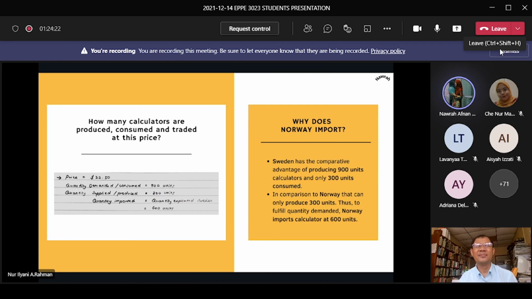Okay, so the quantity imported equals the quantity exported, and the quantity imported by Norway is 600 units. The reason why Norway imports is because Sweden has the comparative advantage of producing 900 units at the same price, in comparison to Norway that can only produce 300 units. So to fulfill the quantity demanded or the shortage, Norway has to import 600 units of calculators. Next slide.